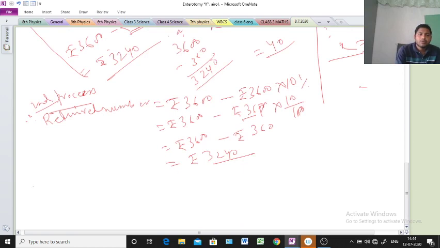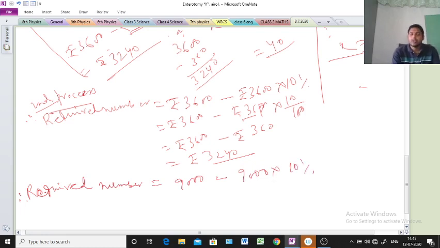We find out the required number. Required number equals 9,000 minus 9,000 into 10%. Understood? Clear or not? Because it is a decrease, that's why here it is given minus, and here 9,000 scooters is mentioned, so 9,000 minus 9,000 into 10%. Clear?